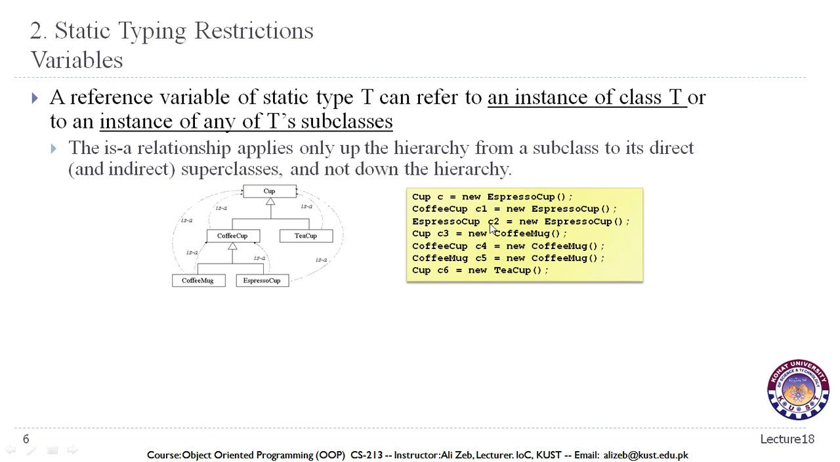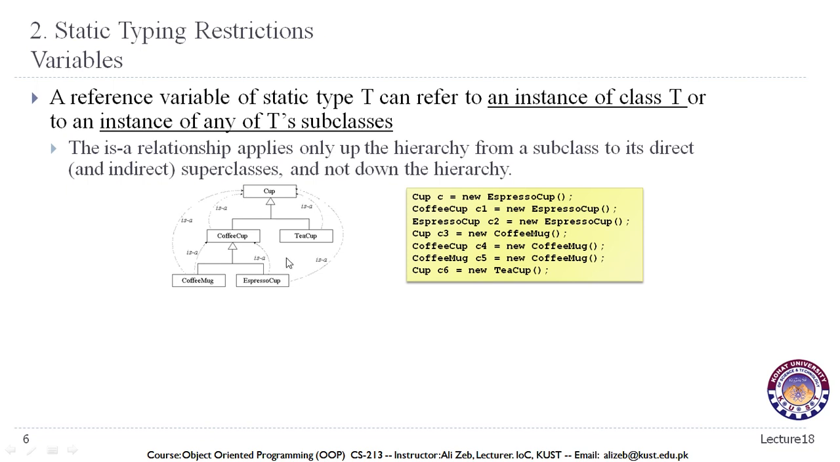It cannot be used as a reference for any objects of these superclasses, because a subclass is a superclass, but a superclass is not a subclass. So this is a valid declaration over here. Cup C3, for example, an object C3 of the Cup class, and this is a valid declaration. We can use the superclass reference to declare an object of the subclass, that is in this case the CoffeeMug. CoffeeCup C4.